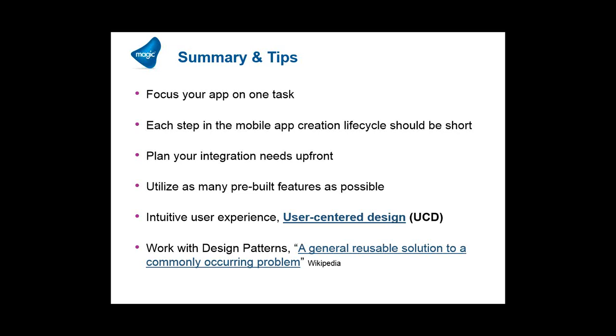Each step in the mobile app creation lifecycle should be very short. We need to work very fast in order to provide the application because the life cycle is very short. If you take 6 months to make a decision of what you want to do with the mobile, you'll probably make the wrong decision, because in a year or 6 months from the starting point, the industry will change. So just make sure that you make fast decisions and move forward.